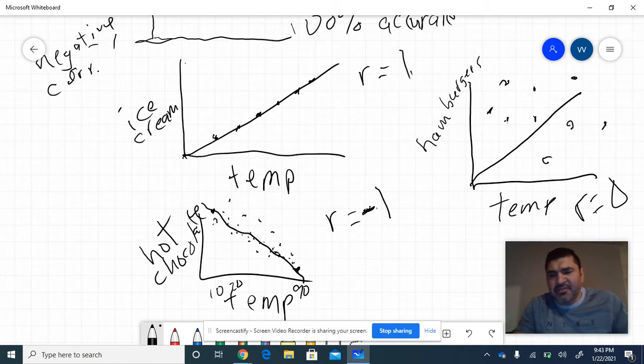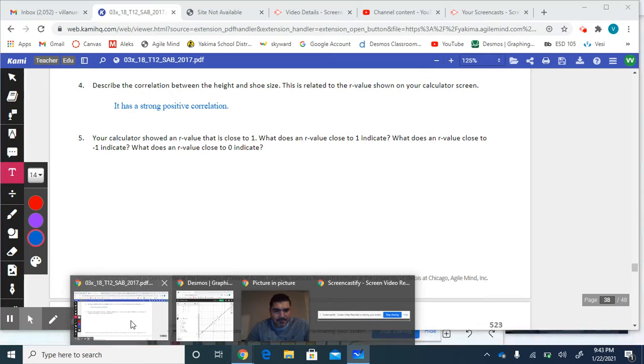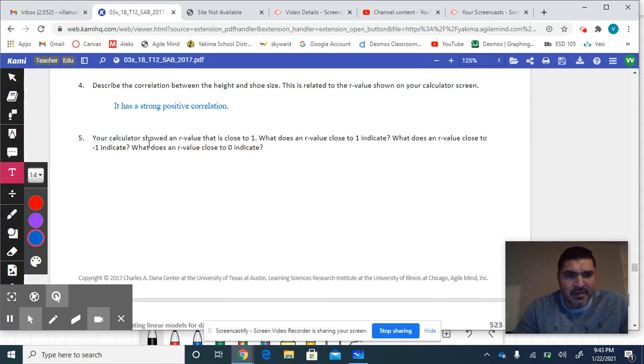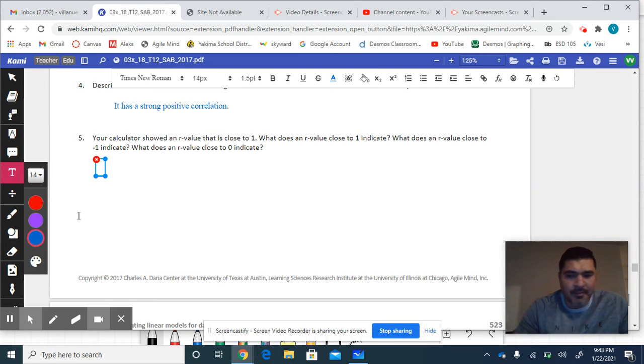Okay, so let's go ahead and go back and answer the questions in our book. Your calculator showed an R value that is close to 1. What does that R value close to 1 indicate? Well, it's going to be positive because it's 1. If it's 1, it's going to be positive. So it's going to be a strong positive correlation.